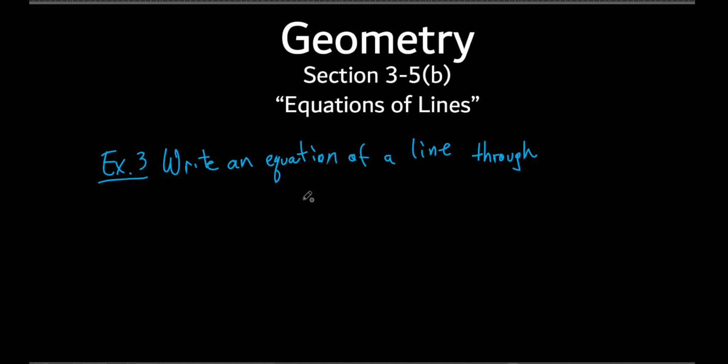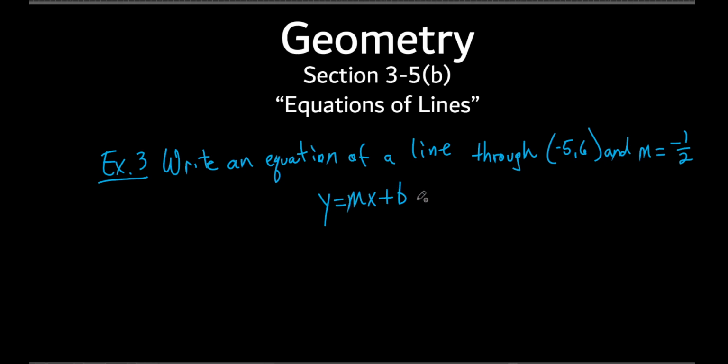All right. So let's put this in slope-intercept form. Y equals mx plus b. Through negative 5, 6, and the slope is negative 1/2. All right. So let's write the equation down. Y equals mx plus b.